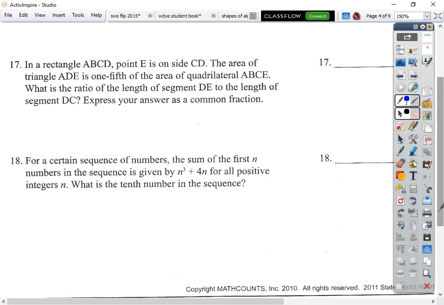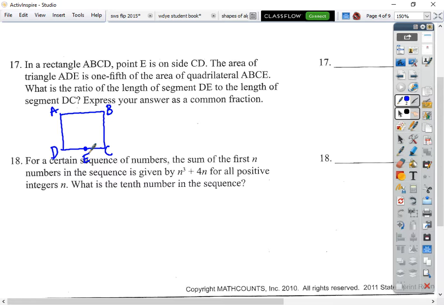In a rectangle ABCD, so let's draw that. We have a rectangle A, B, C, D. Point E is on side CD, and the area of triangle ADE is 1/5 of the quadrilateral ABCE. Well, let's start setting this up. It sounds like we don't really have much information about where point E is, so I just need to place it on my side DC, and we'll figure out a little bit more about it through this problem.